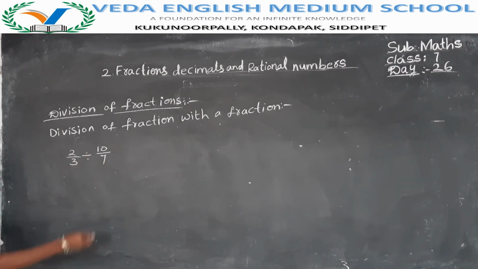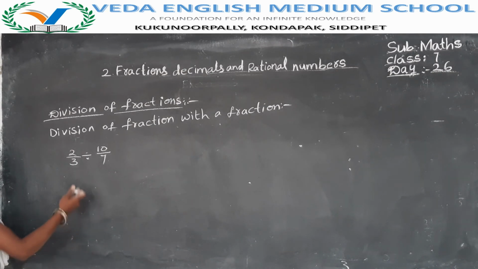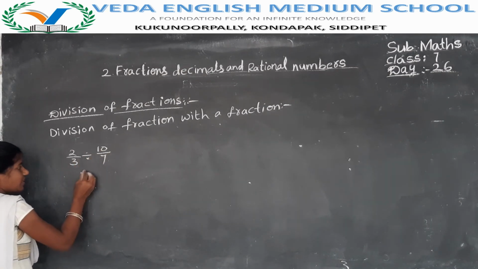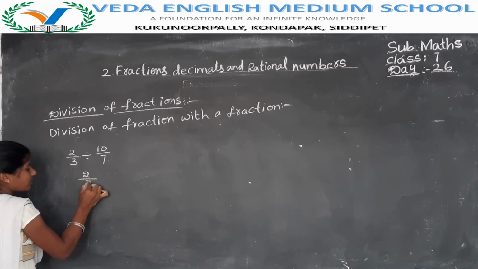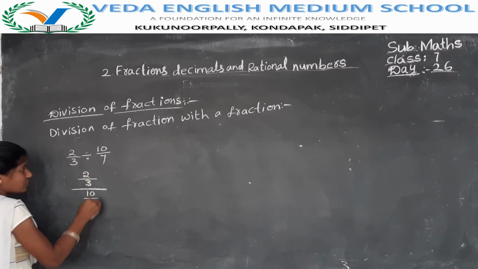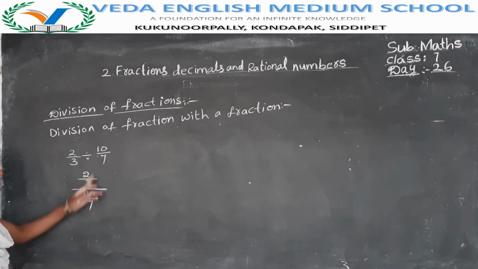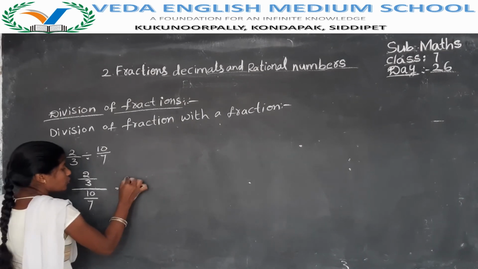Why I have written here division symbol? Because I am dividing here. Since we are dividing, the division symbol is needed. 2 by 3 divided by 10 by 7. We can write 2 by 3 over 10 by 7. We can write this fraction also like this. Okay? Then how to divide 2 by 3?